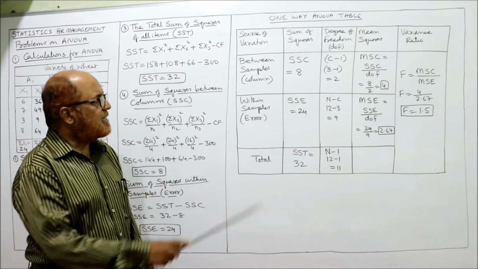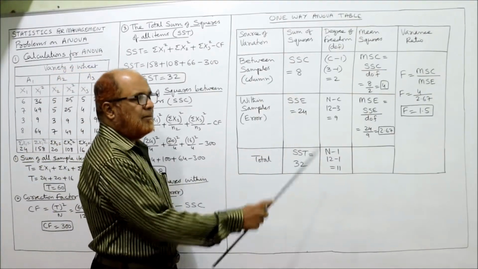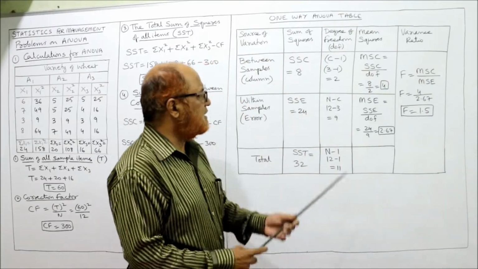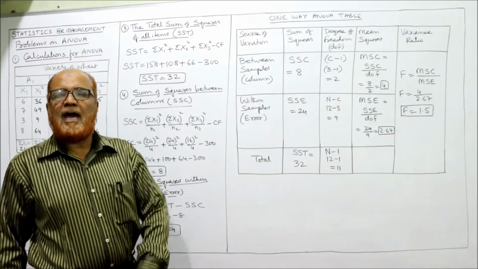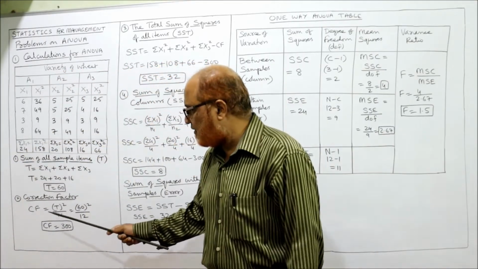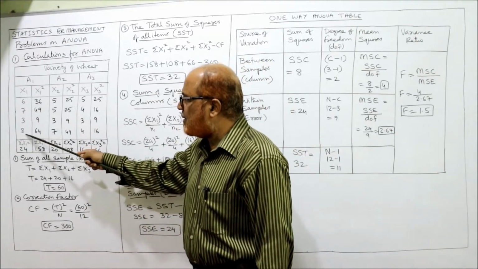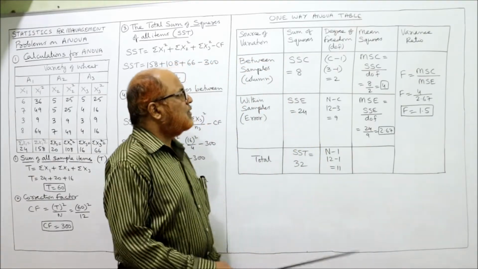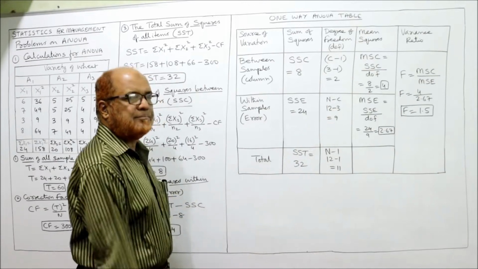That's all. Second, within samples, error. That is called SSE. How much did we get for SSE here? 24. So SSE is 24. Now degree of freedom is N minus C. N stands for total number of items in all the samples. Here N is how much? 12. 4 items in the first sample, 4 items in the second sample, 4 items in the third sample. Total 12. C, columns, is 3. 12 minus 3 is 9.